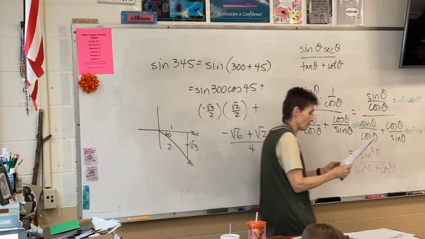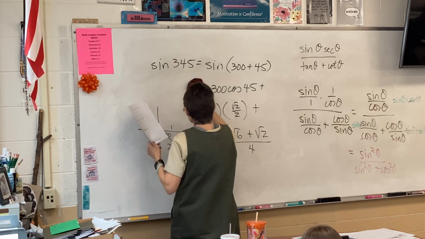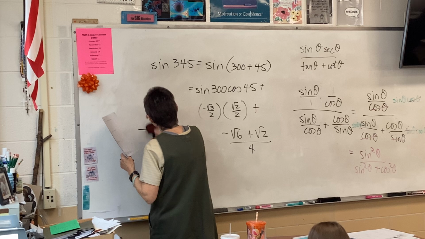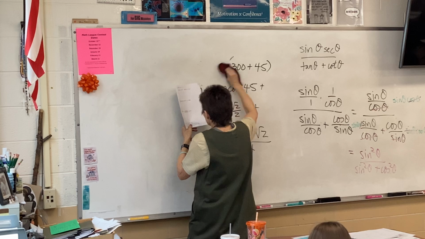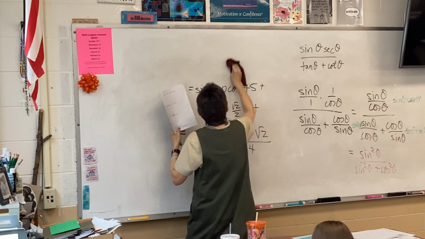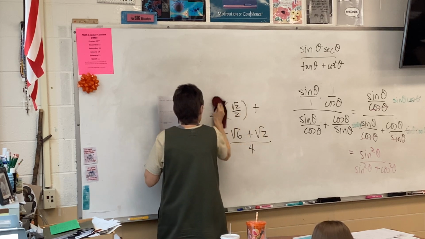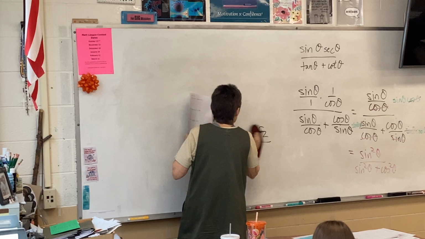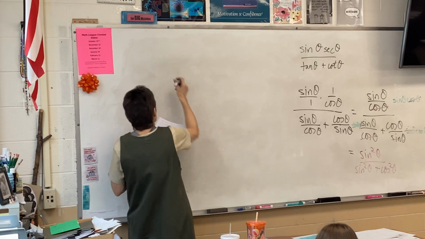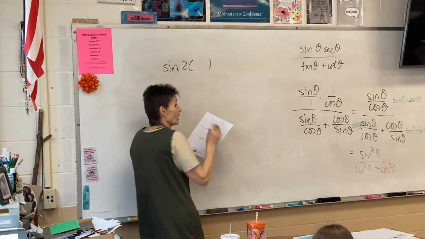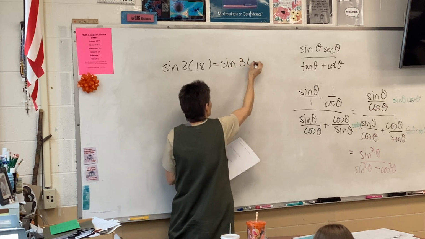All right, number 4. This is the section where you have to look at your formulas backwards. So, for problem A, what is 2 sine cosine? It's sine 2x, right? So that's sine 2 times your angle, and your angle is 18, so it's sine 36.